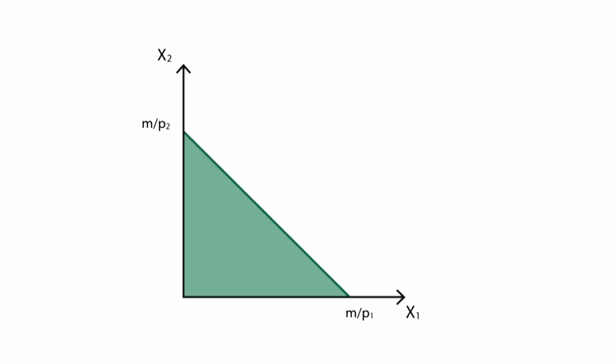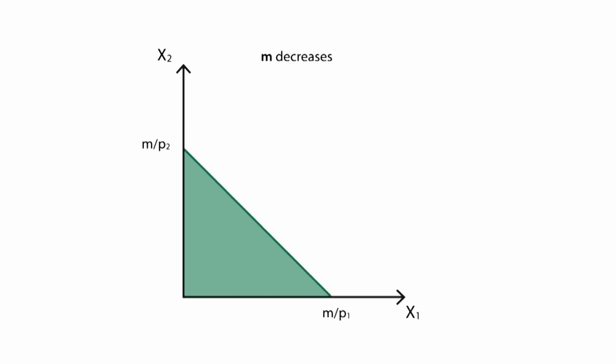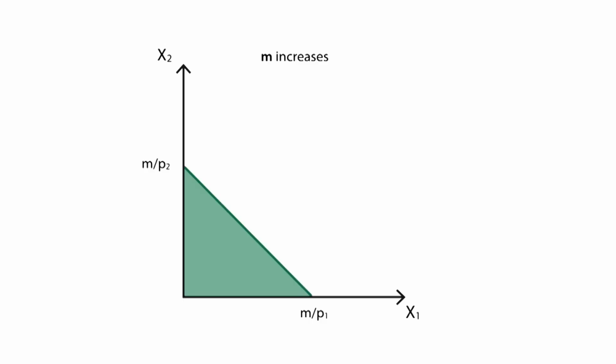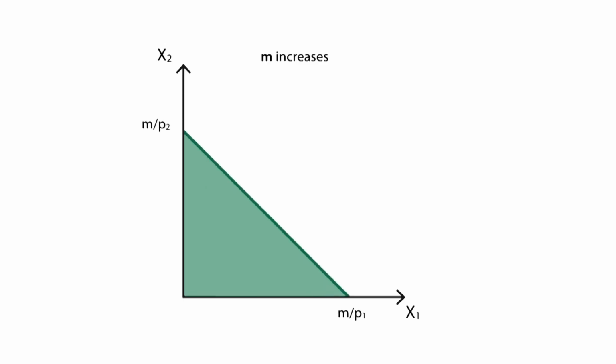However, this area and the budget line can be influenced by a set of different factors. When the amount of available money decreases, so does our budget line. As a result, individuals can choose fewer combinations of goods. On the other hand, when the amount of money available increases, so will our budget line, shifting outwards. As a result, consumers will have many more available combinations of goods.